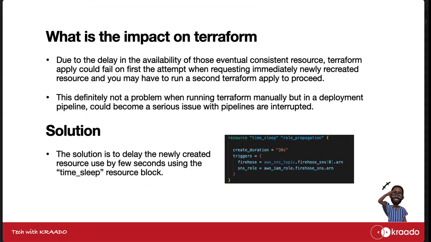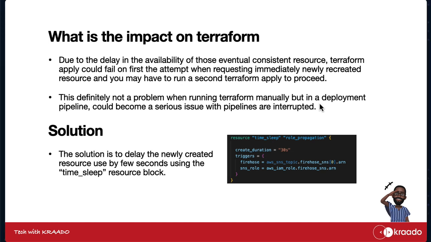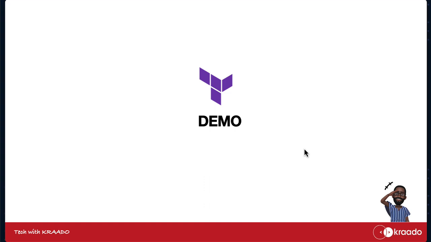Basically, due to the delay of those resources' availability in the data plane, you may be required to run Terraform apply more than once in order to create certain resources. Obviously, if you're running Terraform apply manually, this may not be an issue, but in a pipeline where everything is automated, this can become a serious nightmare to deal with. The good news is that Terraform has a resource block called time_sleep that allows us to implement that delay when necessary. Now let's jump to a demo and see how we can implement such a delay when needed.